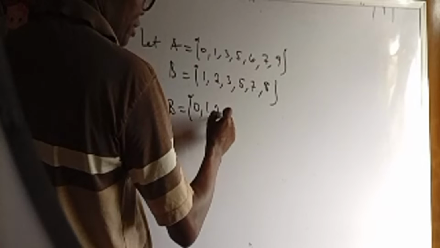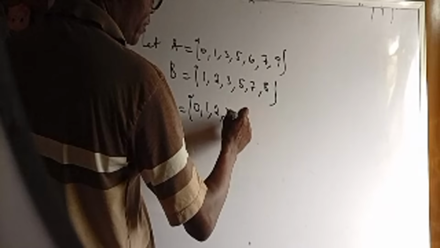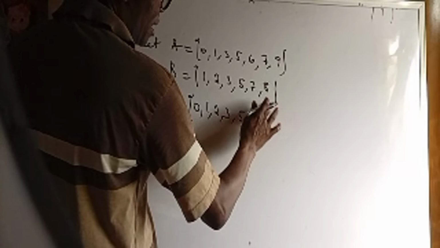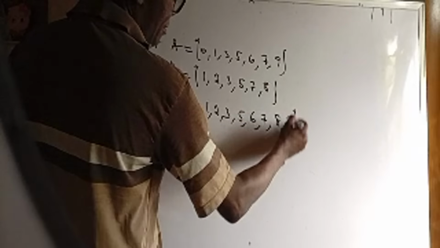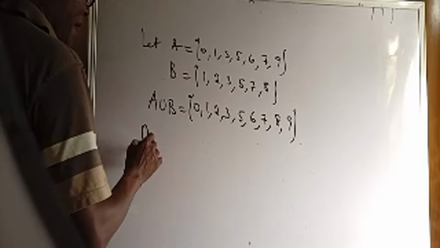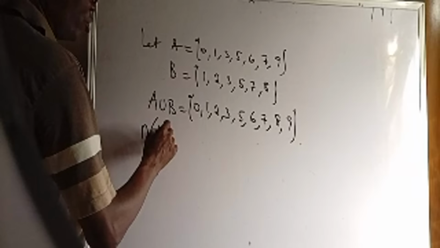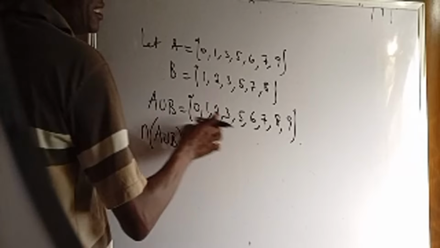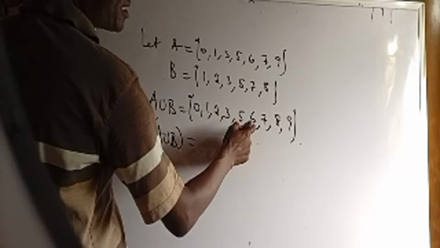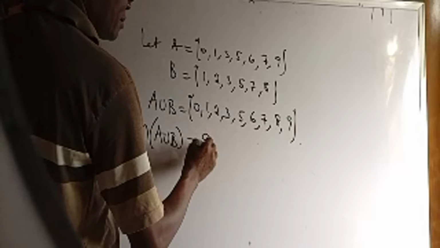There's 3 in both, write only 1, 3. 5 in both, write only 1, 5. 6. 7 in both, write only 1, 7. Then 8 and 9. Now there's something we call the cardinality of a set. That is the number of elements in a set. It is represented by n. If I say n of A union B, that's the number of elements in the union of A and B. How many? 1, 2, 3, 4, 5, 6, 7, 8, 9. So there are 9. It's as simple as that.